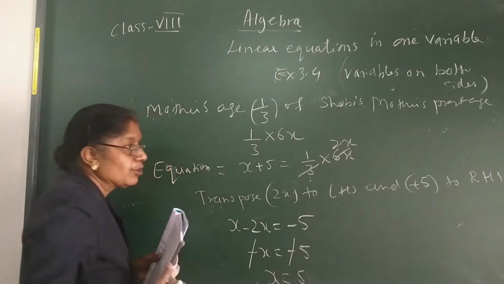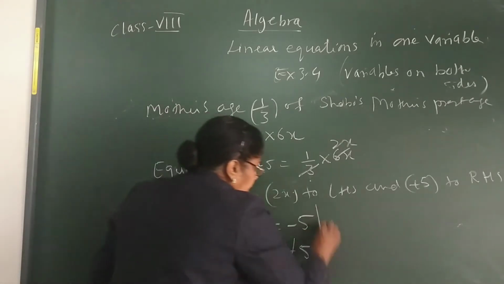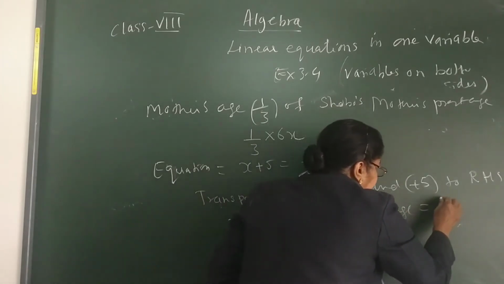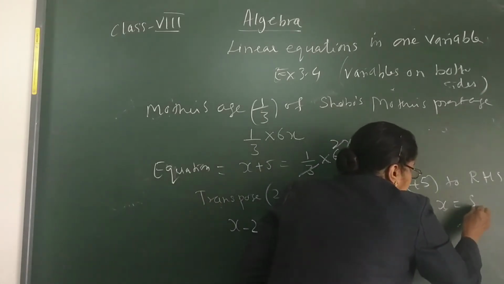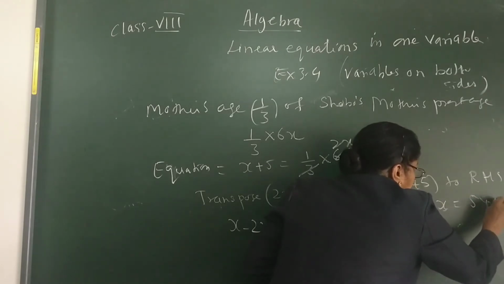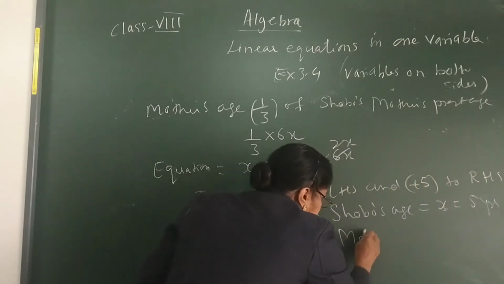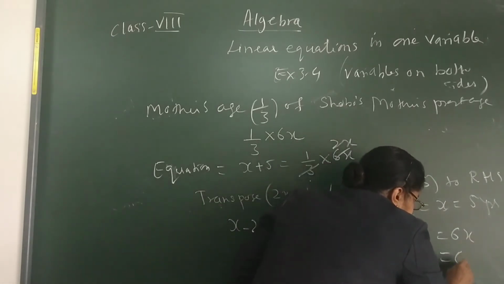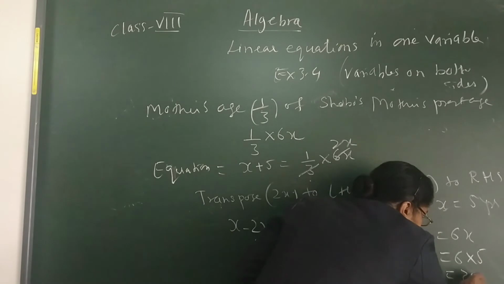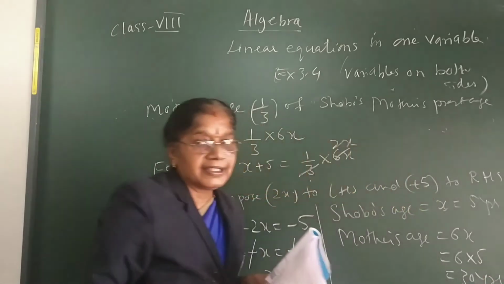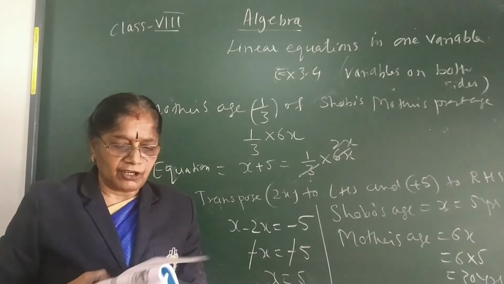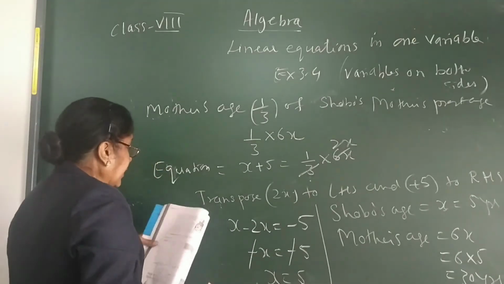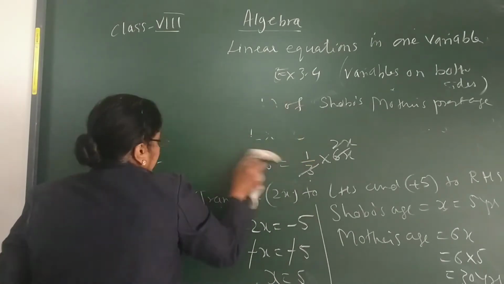So the value of x, how much did you get? 5. So what is Shobo's age? We supposed Shobo's age is x, which is 5 years. What is the mother's age we supposed? Mother's age is equal to 6x, which is 6 into 5, which is 30 years. So mother is 30 years and son is 5 years. So you came to know how to do this? Okay.